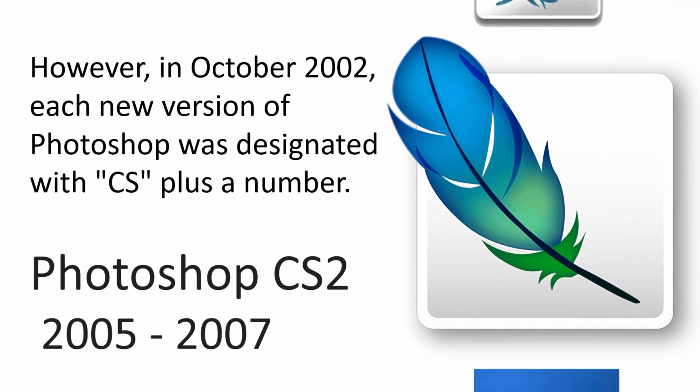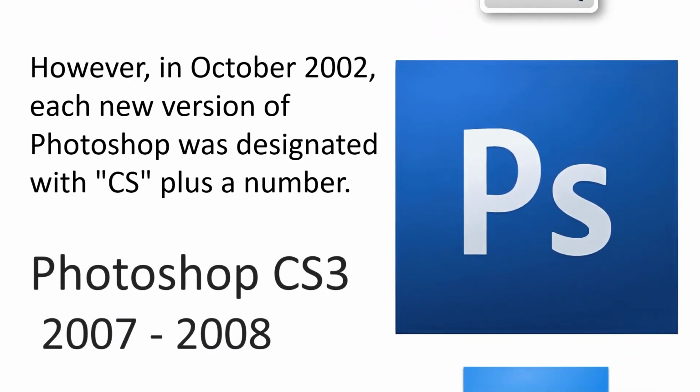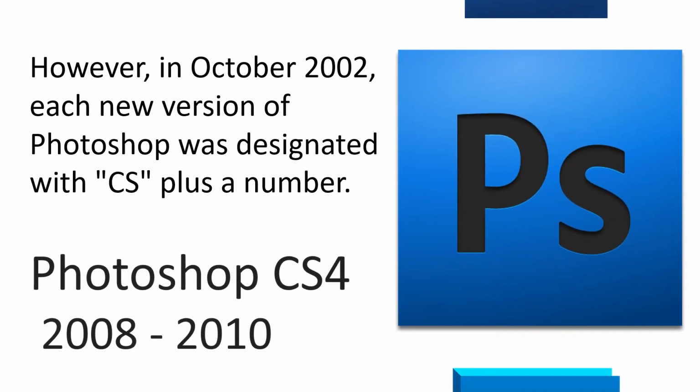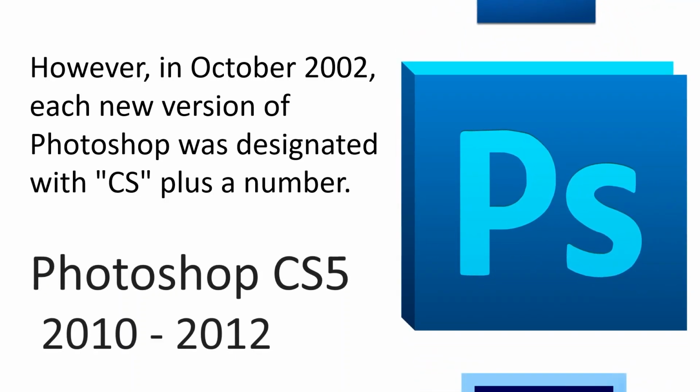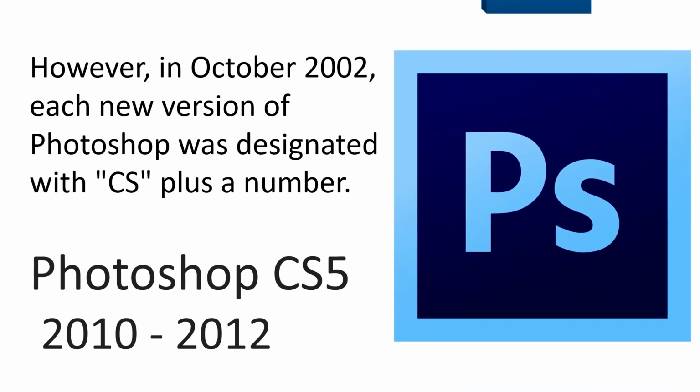However, in October 2002, each new version of Photoshop was designated with a CS plus a number. For example, the 8th major version of Photoshop was Photoshop CS, and the 9th was Photoshop CS2. Photoshop CS3 through CS6 were also distributed in two different editions, Standard and Extended.